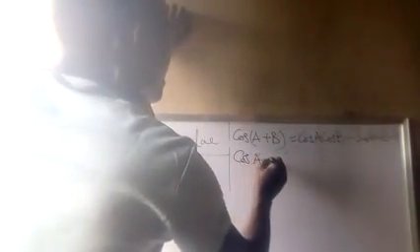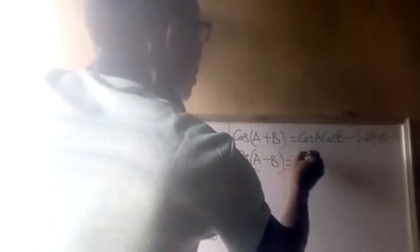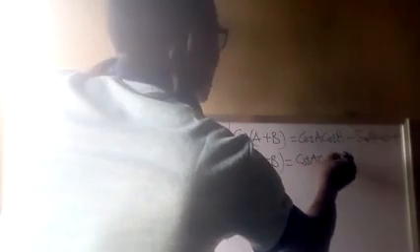Now let's look at the addition formula for cosine. Cos (A plus B), we recall, is equal to cos A cos B minus sine A sine B. Let's call this equation 5. And cos (A minus B) is equal to cos A cos B plus sine A sine B. We call this equation 6.